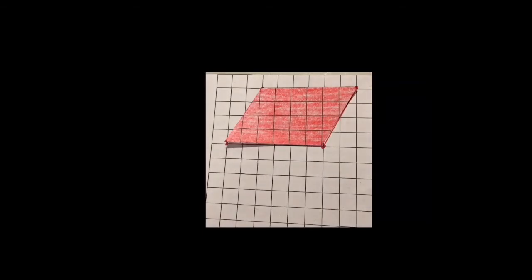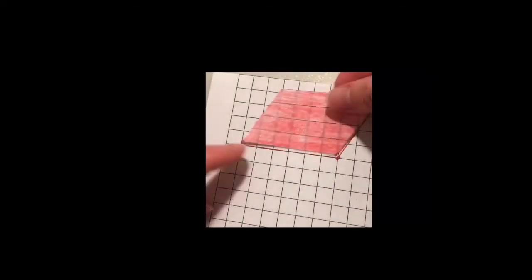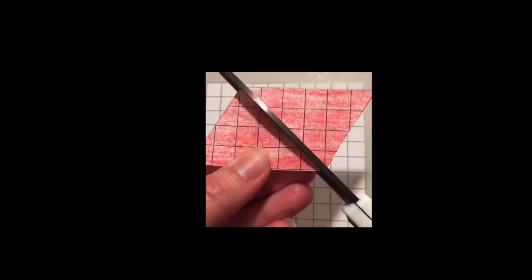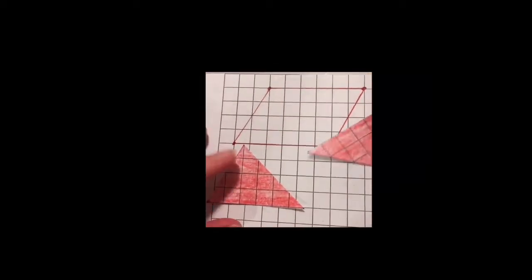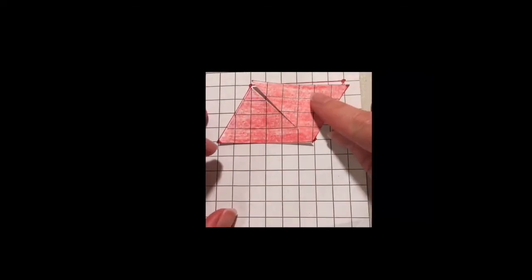Here I'm going to take my parallelogram and cut off a triangle, move and reattach it to form a rectangle. Then I'll take the same parallelogram and I'll cut it along the diagonal, and you can see that I form two triangles. I have the parallelogram in terms of triangles.